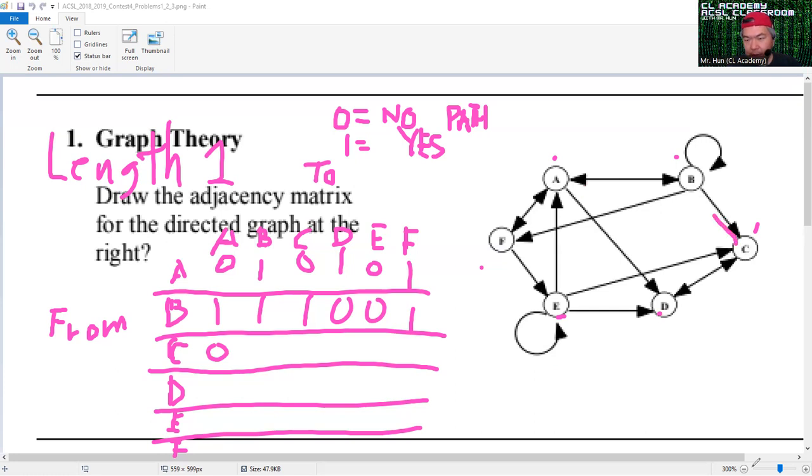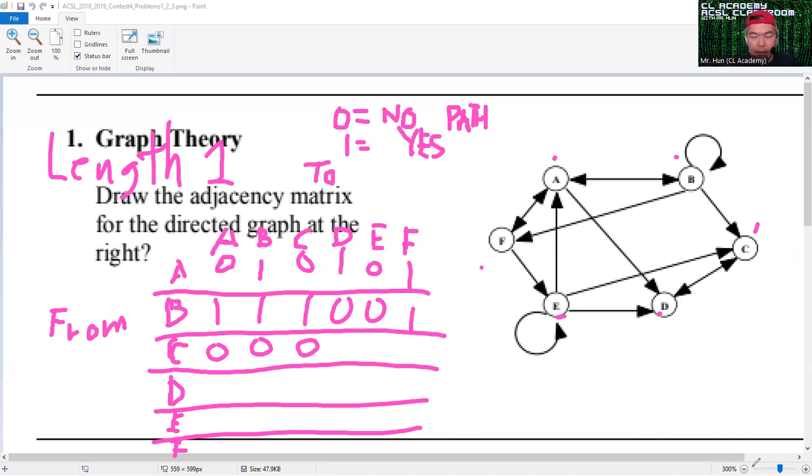Can I go from C to B? Nope. There's an arrow from B to C, but there's no arrow from C to B. B to C, yes. C to B, no. So that's a 0. Can I go from C to C? Is there an arrow that goes back to C? Nope. So that's a 0.